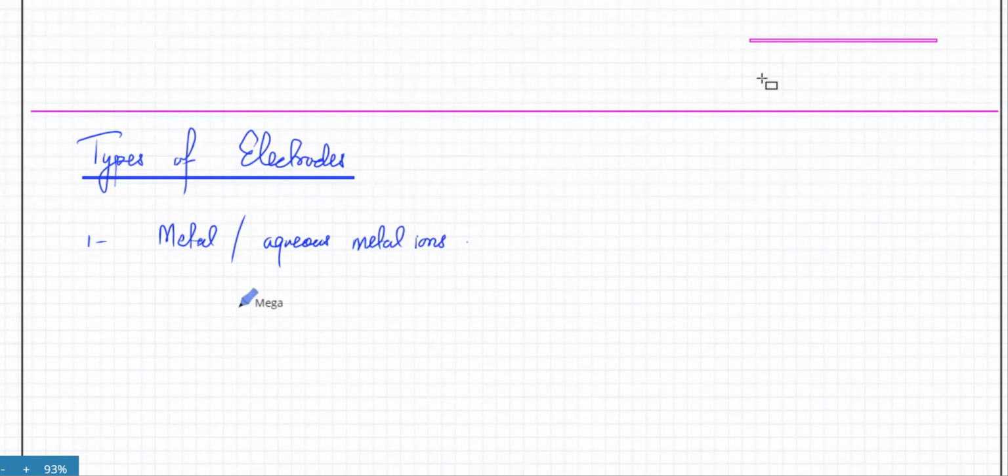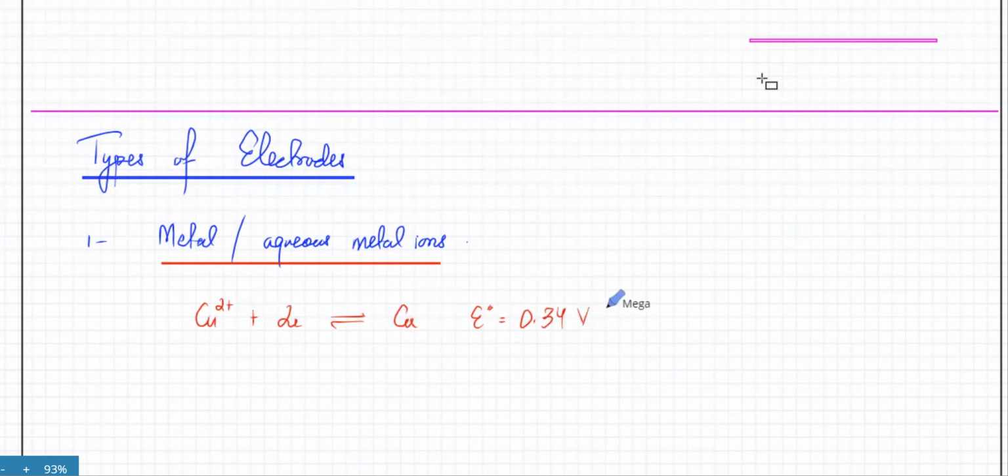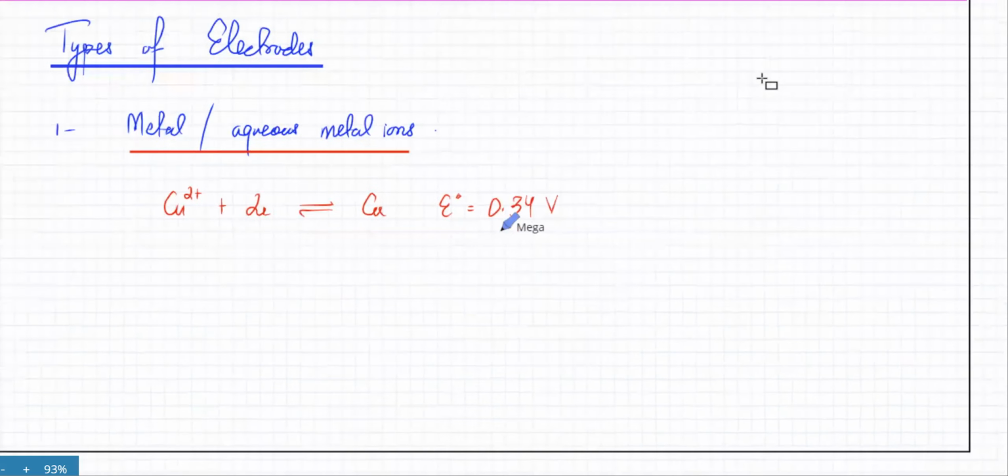You might be asked to draw this. They'll just give you an equation. Let's say they gave you a metal equation like copper. We just drew that electrode. So they gave you an equation, copper 2 plus, plus 2 electrons, in equilibrium with copper, and they're asking you to draw the electrode. In the data booklet this one is 0.34 volts.